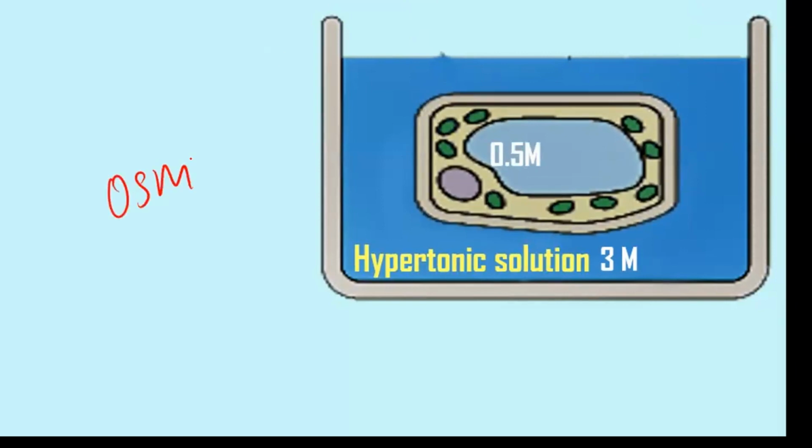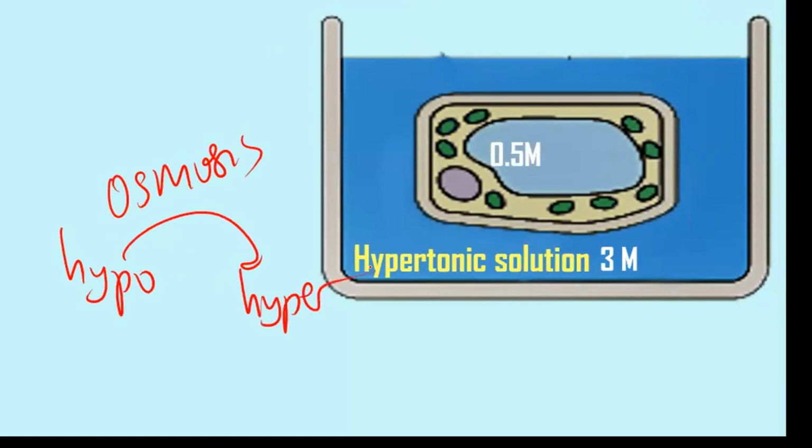In osmosis, we learn water always moves hypo to hyper. Don't use low to high or high to low, it's quite confusing. Water always moves from hypo to hyper. If any book tells you hyper to hypo, guys, throw the book. No such thing, water moves hypo to hyper.